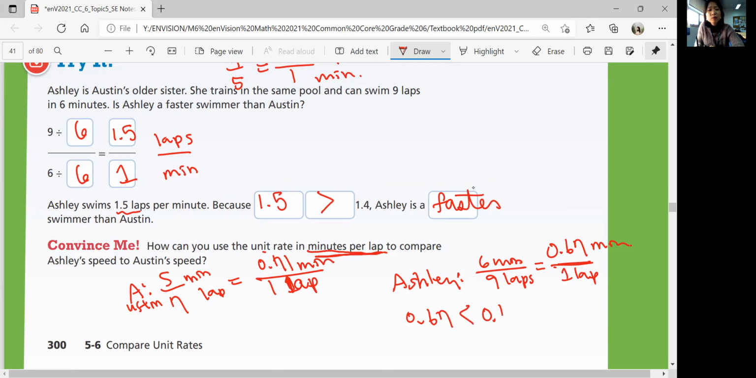0.67 is less than 0.71. And because we're talking about minutes, the smaller one is faster, because you want to swim 1 lap in fewer minutes, right? That means you're faster.